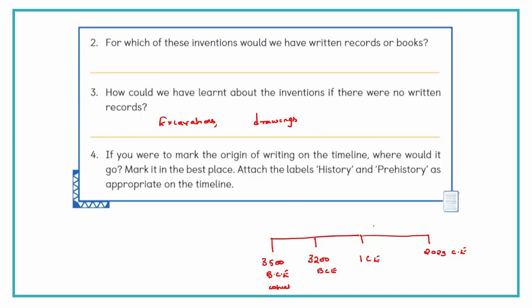Now which is history? Which is prehistory? Come on, write. Number 1, what is this? Number 2, what is this? Yes, one is prehistory and the second one is history. Like this, beautifully, with the help of your teacher, you draw a timeline. Okay, children? With this, I end the lesson.